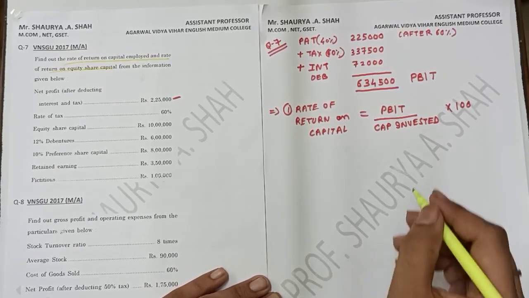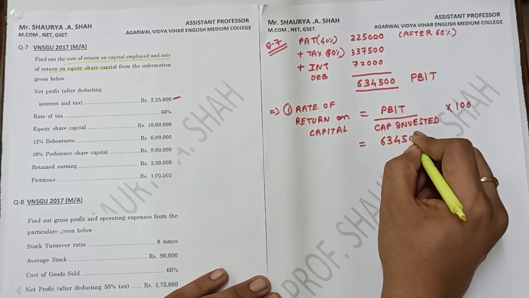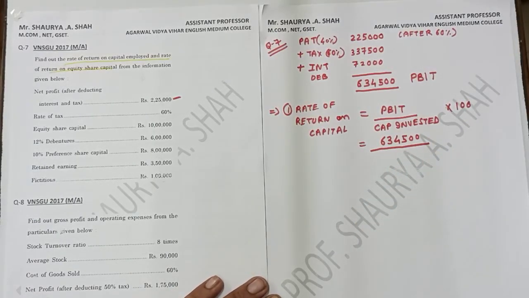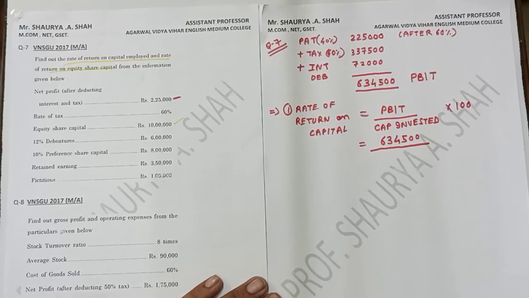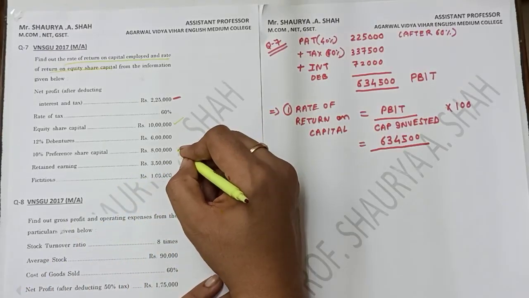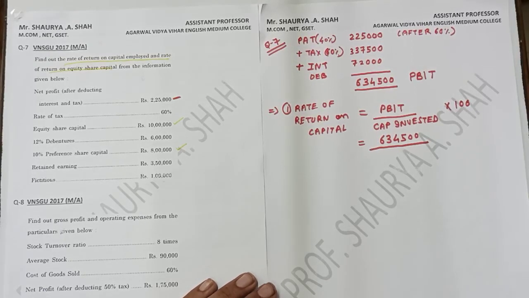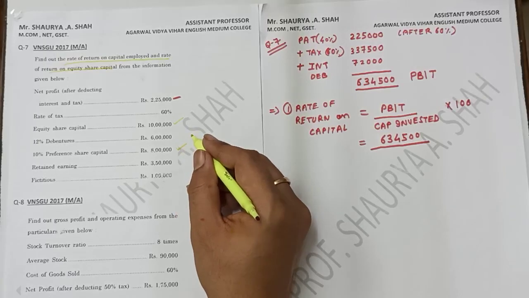I'll use, what is the PBIT? We found it out, 6,34,500. What is your capital invested, students? Now what you will include in capital investment here is, the very first thing is equity share capital that you will add. Then you will also add in that preference share capital, students, right? Capital investment means the total borrowings plus the capital which you have invested in your business, fine? So what is the equity capital? 10 lakh. You will add preference share in that, means 18 lakh.